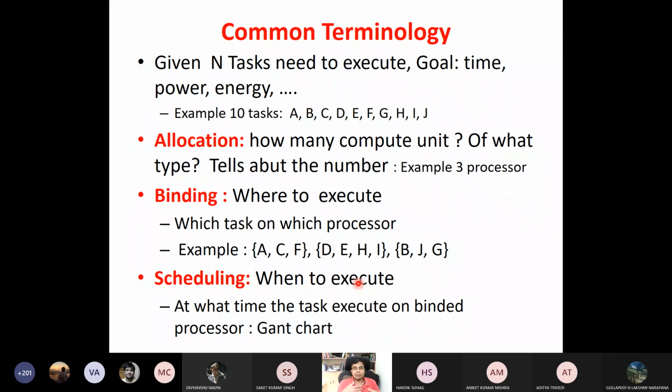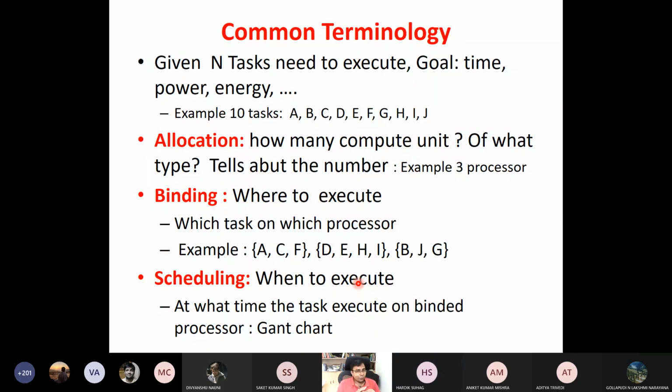So there are 3 variations: dynamic allocations, static allocations, dynamic binding, static binding, static scheduling, and dynamic scheduling. So all the things will come. But basically what I'm trying to say is what is allocation, what is binding, and what is scheduling. But variety may come second. Okay. Is it clear? Yes, sir.